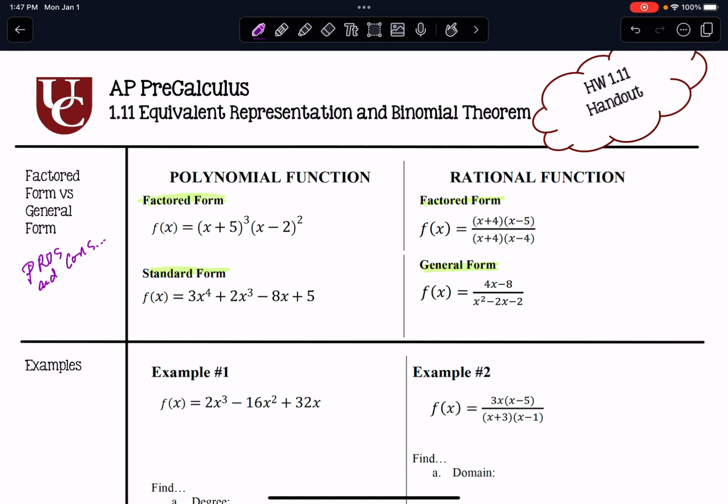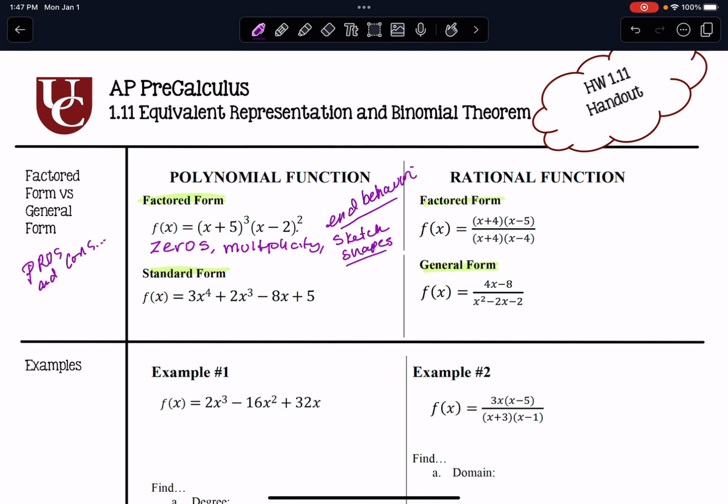So if you look at the factored form of a polynomial, you'll see that you can easily see the zeros, and you can see multiplicity, and then you can easily sketch the shape because you have the zeros and the multiplicity. So you can have the end behavior. Now that's not to say that the standard form won't give you the end behavior, but it's nice if you can sketch it out with the zeros.